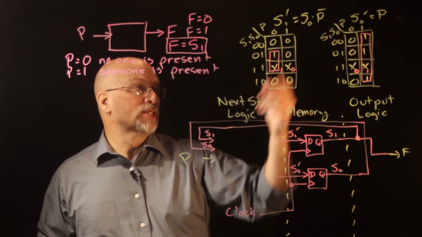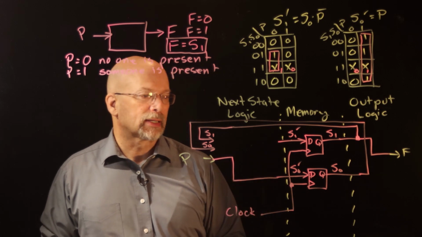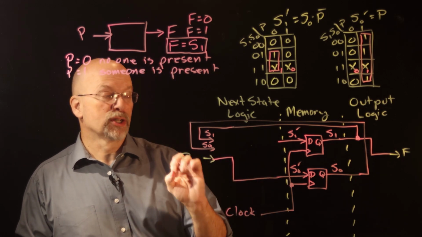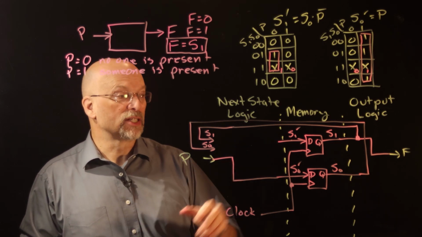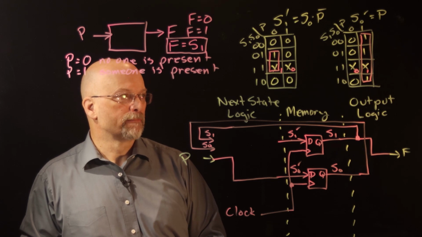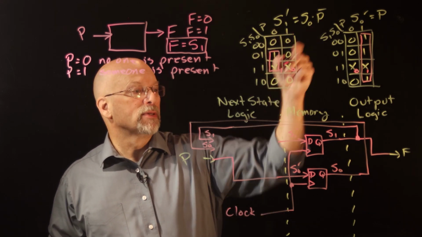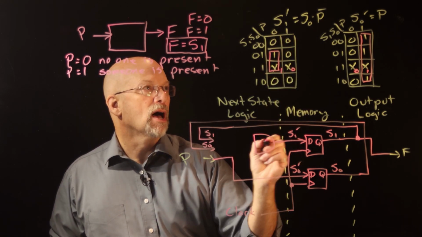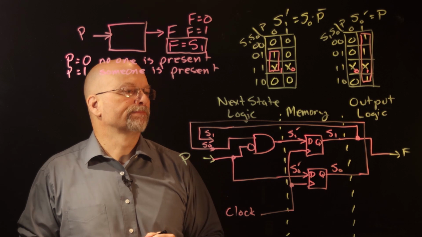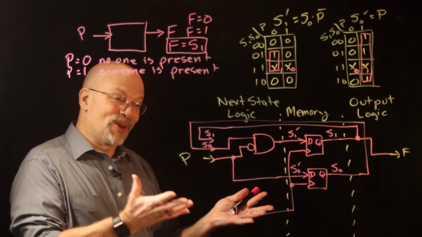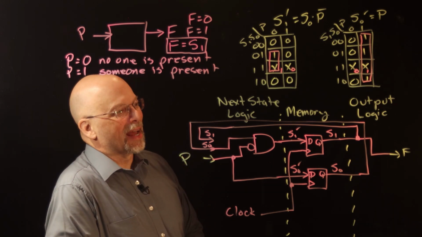Now, they're actually pretty simple. S0 prime, for example, we just simply connect P directly to S0 prime. If P is a 0, S0 prime is going to be a 0. That means if P is equal to a 0, our next state is going to have 0 as its least significant bit. The next state S1 prime bit: S1 prime is equal to the AND, the product of S0 ANDed with P bar. And there's our circuit.